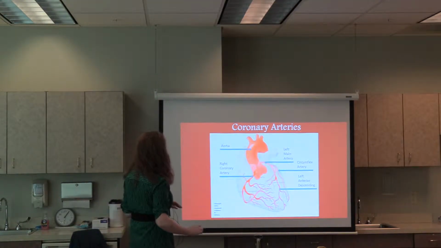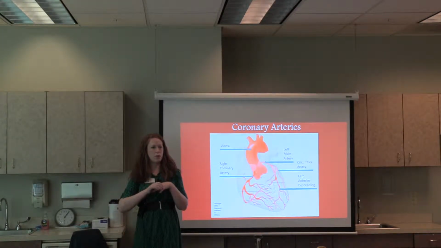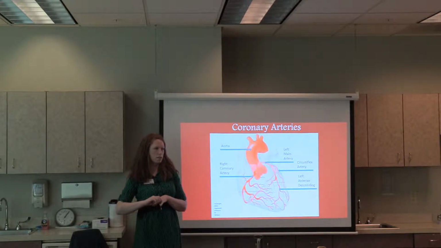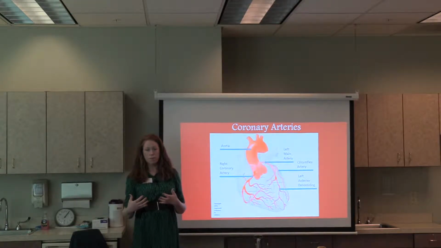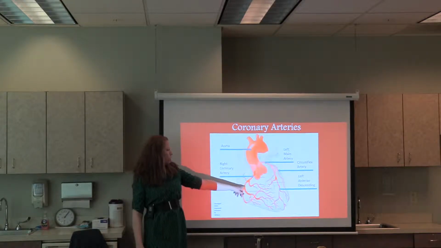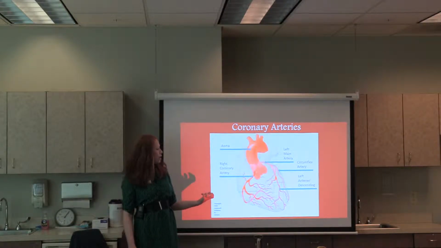Okay, so now we're going to start talking a little bit about some of the diseases, but before going into that, we want to talk about the coronary arteries themselves. The heart, being a big muscle itself, needs a lot of oxygen as well. The coronary arteries are what supply the heart with the oxygen that it needs to do the pumping.